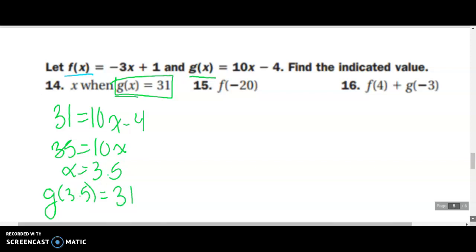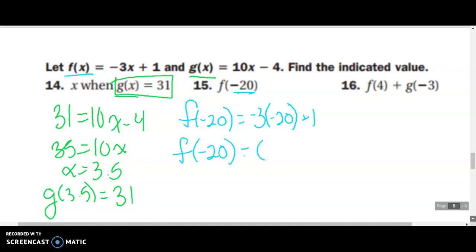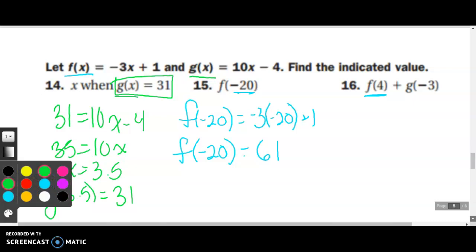Number 15, we're talking about the f of x, and we're just replacing the x value here, so we write f of negative 20 equals negative 3 times negative 20 plus 1, f of negative 20 equals 61. Okay, and then finally, for number 16, we're going to replace the x in the f of x with 4, and then we're going to replace the x in the g of x with negative 3.